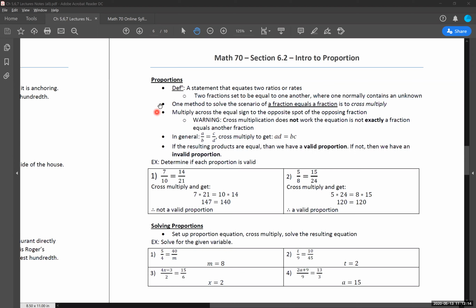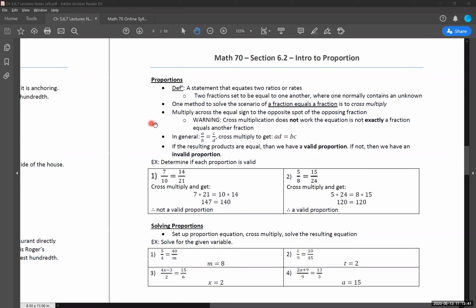So one method to solve the scenario of having two fractions equal to one another is to cross multiply. This is one of the primary methods we're going to be using as we go through these problems and examples. The really nice part about this is it takes the fractions out of the problem in one step, which is really, really nice.